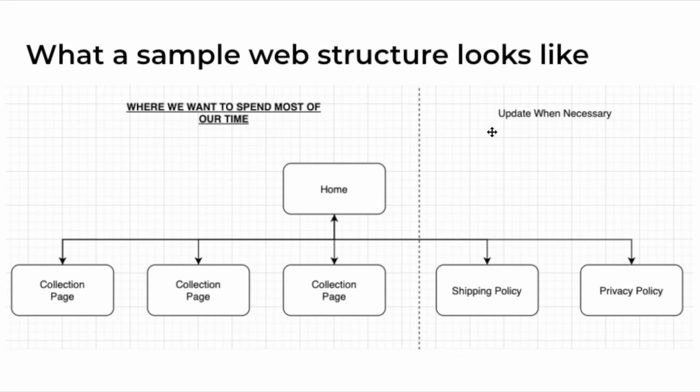So this is what a sample web structure looks like. You have shipping policy, privacy policy, contact us. Basically pages that potential customers don't really visit that often. You don't want to spend that much time over here. You just want to update them whenever that's necessary, and they will always be just one click away from the homepage. Now on the collection pages side, blogs actually also belong here as well.